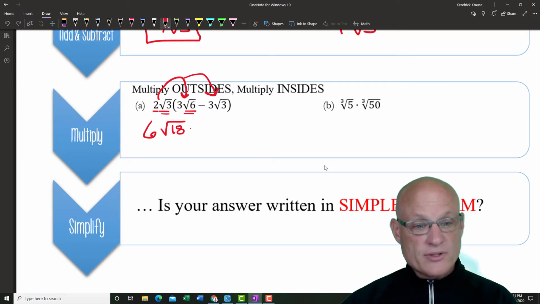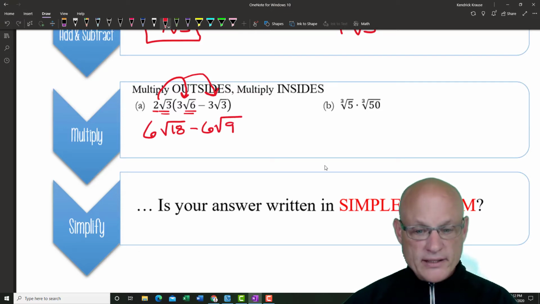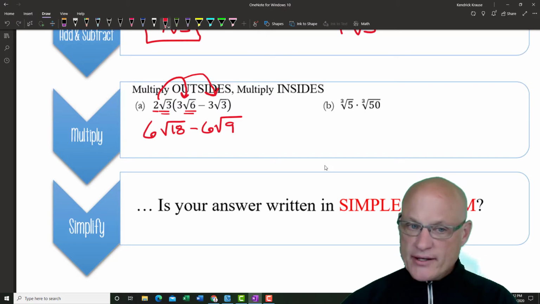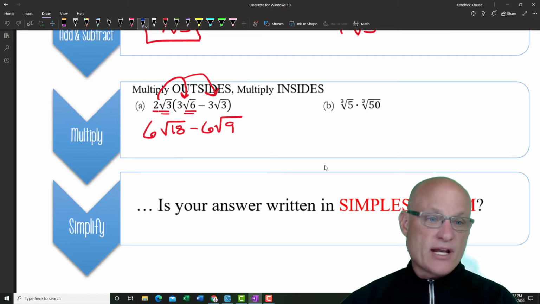2 times negative 3 is negative 6. The square root of 3 times the square root of 3 is the square root of 9. But wait, we're not done. See, when you multiply, you're always going to have a little bit more work to do. Okay?